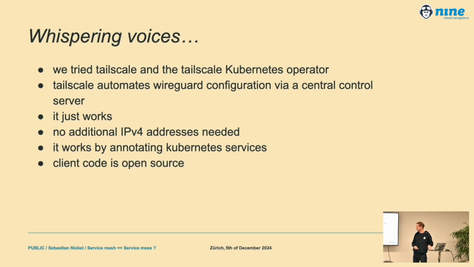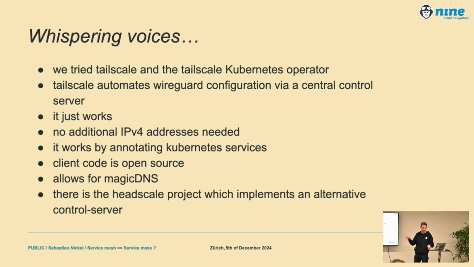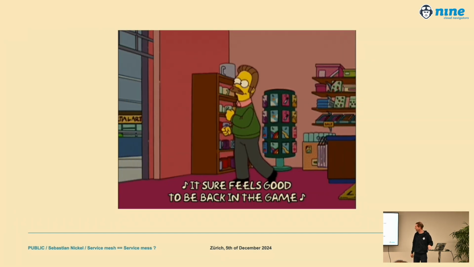Annotating Kubernetes services, I already said that. The client code is open source. The control server code is not. It allows for magic DNS. And there's the Headscale project, right? The Headscale project is the open source implementation of the control server, as an alternative control server. And the funny part about that is that I think the main developer of that works for Tailscale. Now, he got hired, yeah. That's an interesting thing which we will see in a bit.